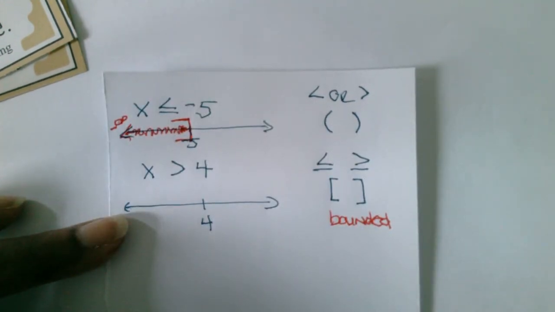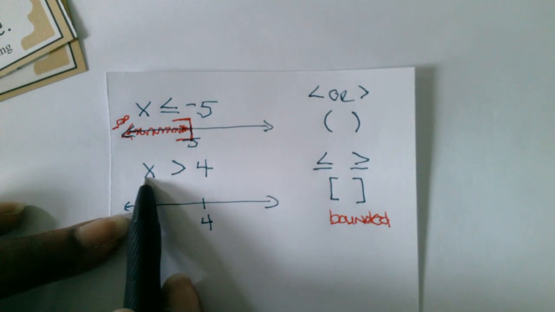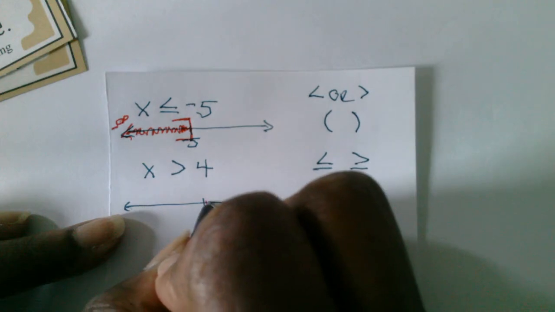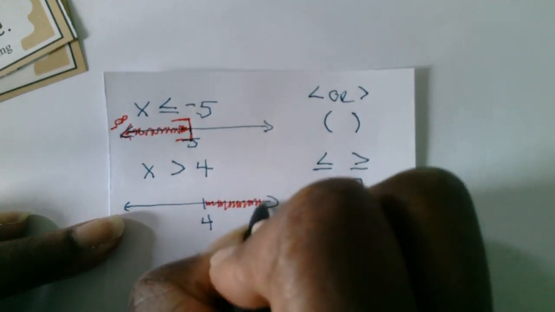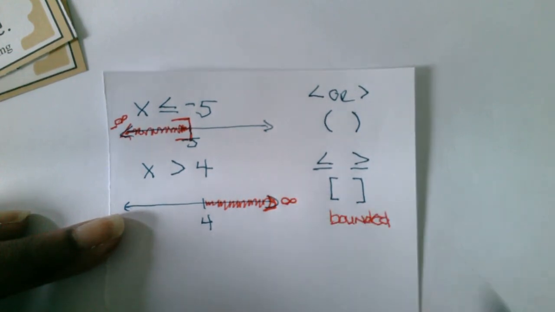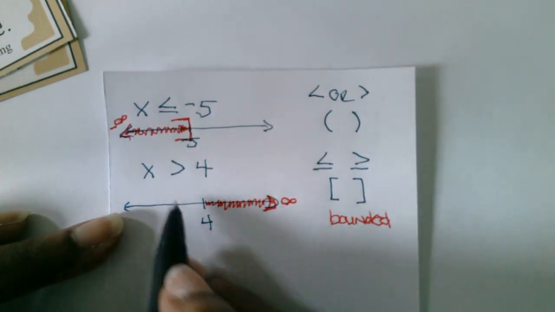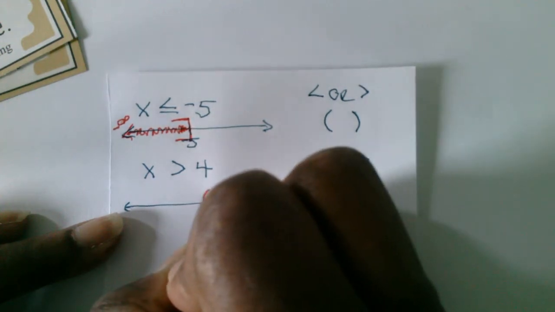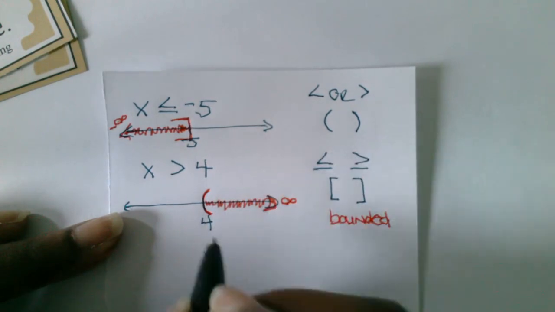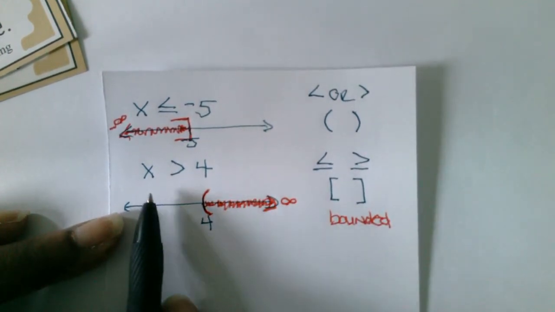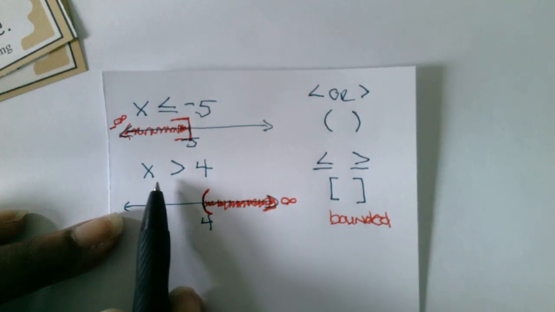Okay? We have x is greater than 4. Well, that means you're dealing with the numbers that are larger than 4, all the way to positive infinity. So since it's not equal to, it's going to be a parenthesis, and it opens up in the direction which contains all the points that will give this a true statement.